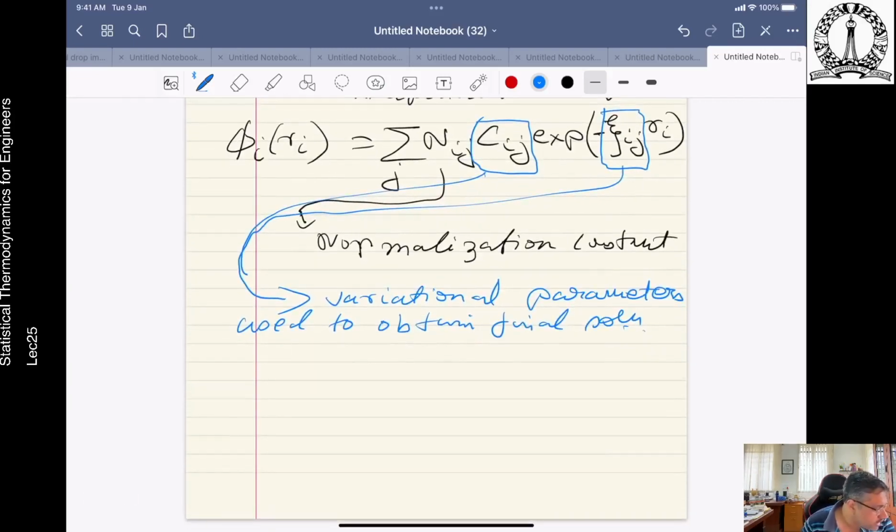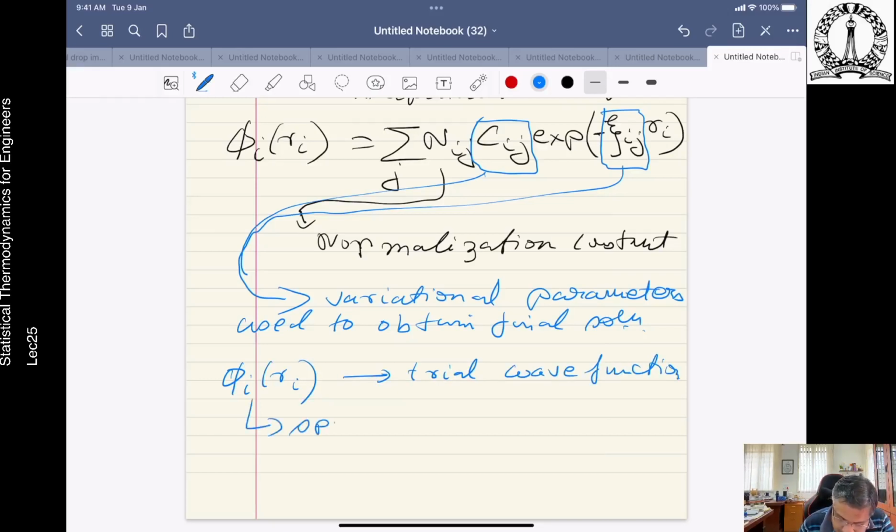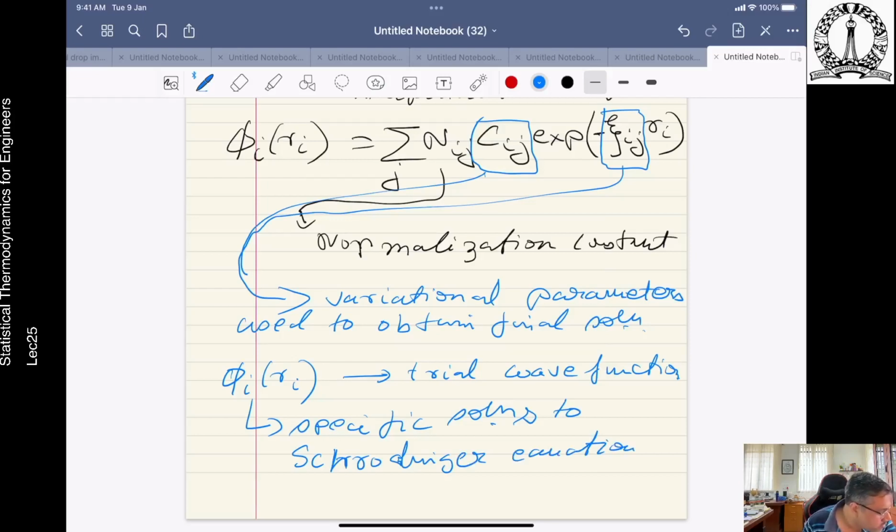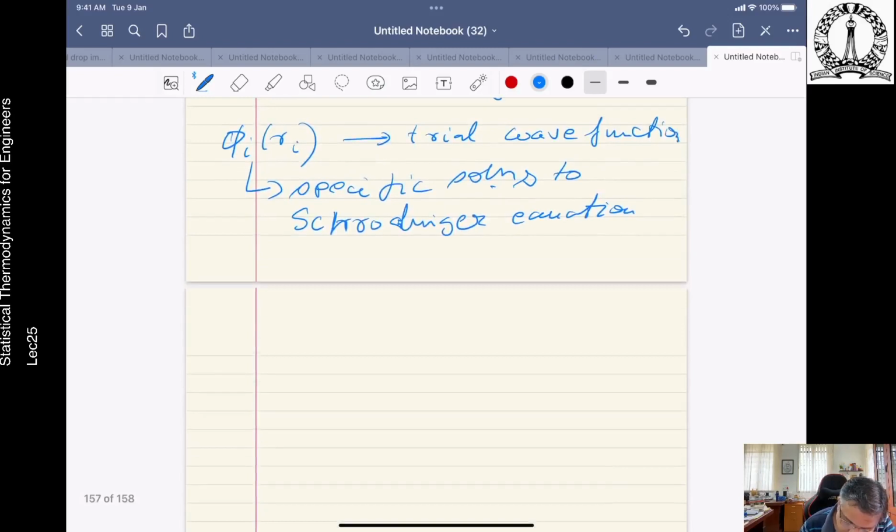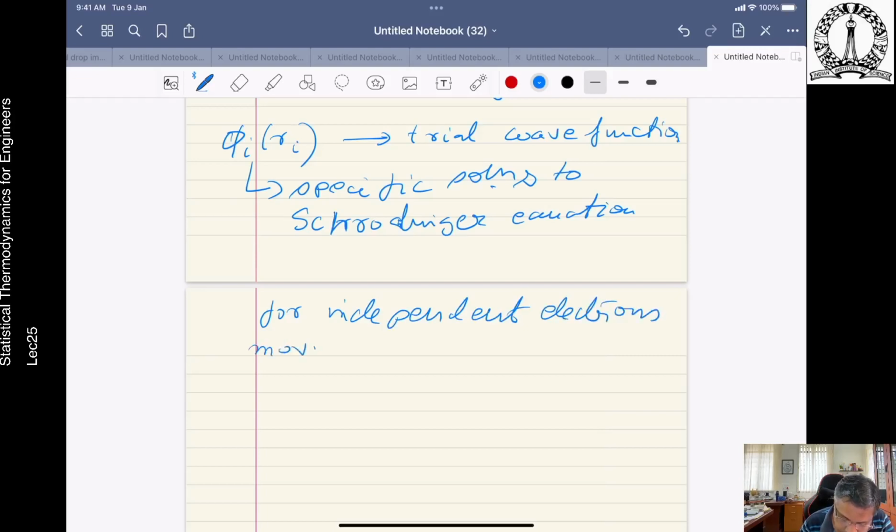Okay, so phi I, R_i are also called the trial wave functions. So these trial wave functions represent basically specific solutions to the Schrodinger equation for independent electrons moving in an effective potential. Mind the word effective.